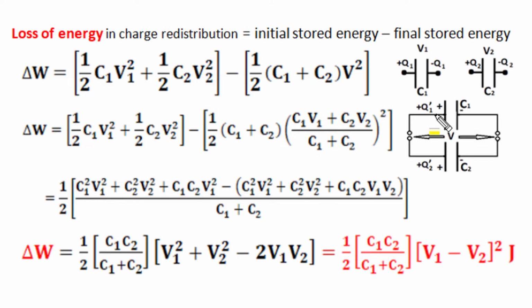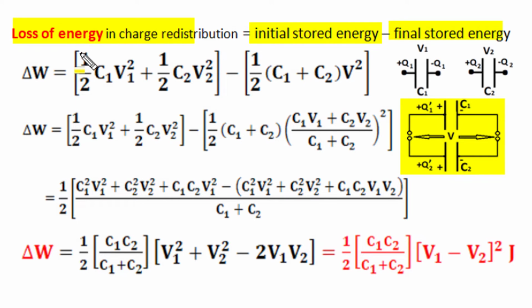As after charge redistribution, this position of common potential is a more stable position, so it has less stored energy than the two isolated capacitors. So there exists a loss of energy in this charge redistribution, and this loss can be obtained as the initial stored energy on the two capacitors subtracted by the final stored energy in this capacitor configuration of common potential.